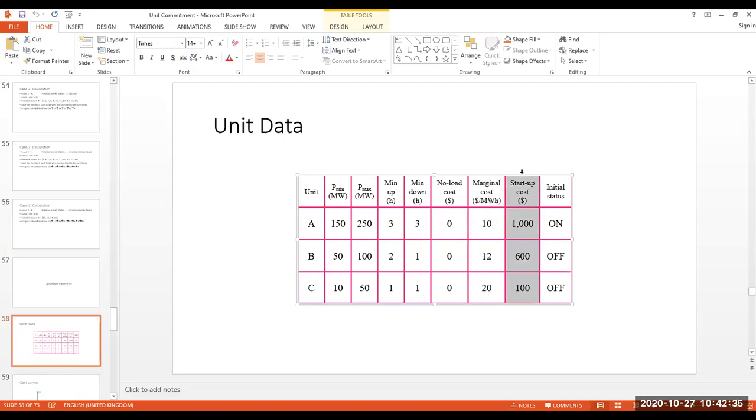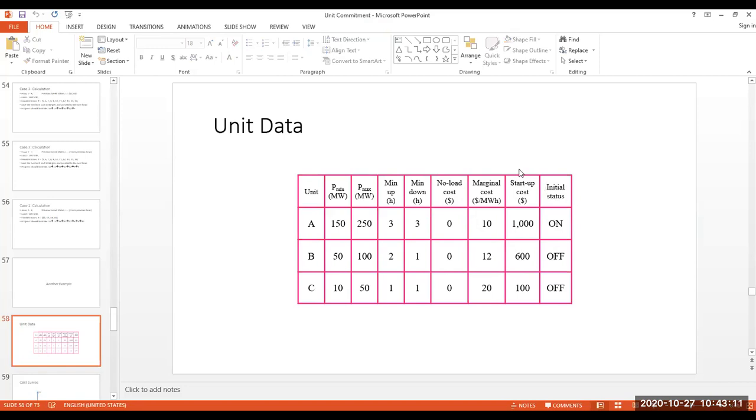Then we also have the startup cost. Here also, we are not differentiating between the hot start and the cold start. We are simply taking it as whenever any unit has to be started, then this much cost, $1,000, will be incurred for unit A, 600 will be incurred for unit B, and 100 will be incurred for unit C. Initial status is given. It is assumed that initially only unit A is on, and the other 2 units are off.